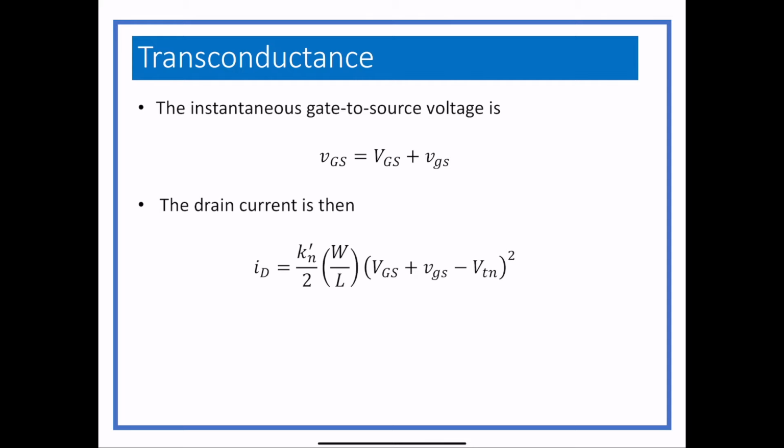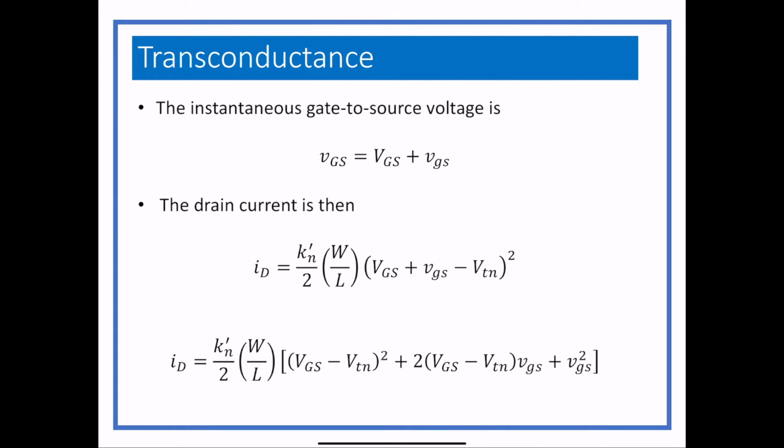So you notice it's a capital I with a little D, which means it's a combination of DC current and AC current. And we still use the same Kn prime over 2 W over L, but now we're multiplying it by VGS of its two forms. So we have the DC and the AC put together, and then we take off the DC threshold voltage. And what I'm going to do is just take all those terms in the square and separate them out into DC and AC by just multiplying everything together.